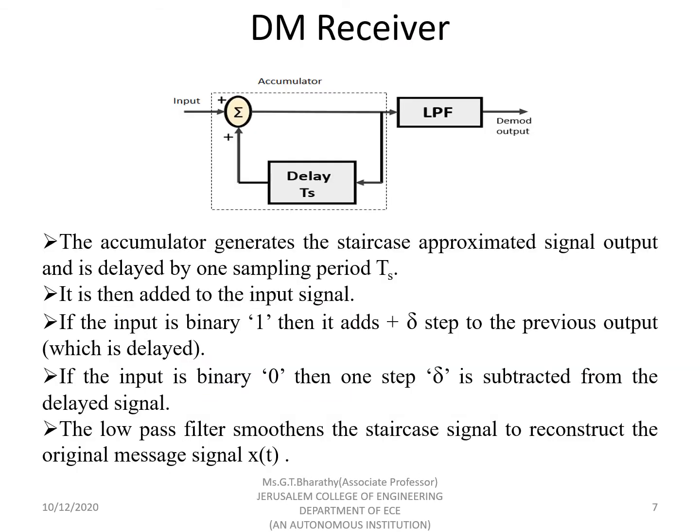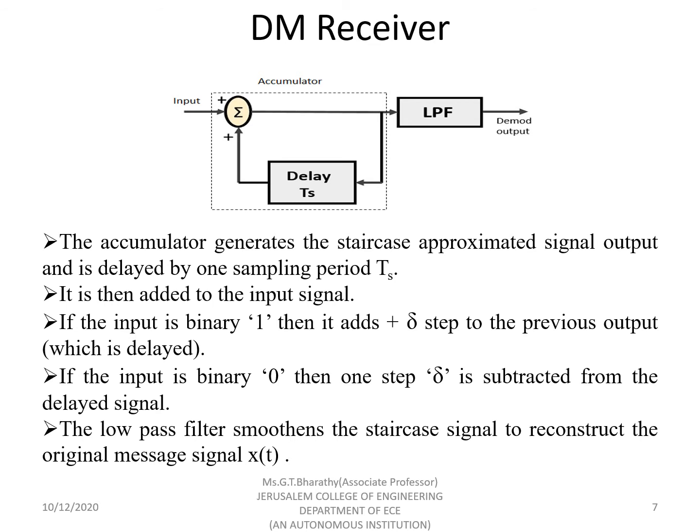So the delta modulation receiver, where you have the input signal given to the accumulator. The accumulator basically constructs the staircase approximated signal. You have the delay, and finally the accumulator output is given to the low pass filter to get back the demodulated output. The accumulator generates the staircase approximated signal delayed by one sample period, represented by Ts, and then it is added to the input signal.